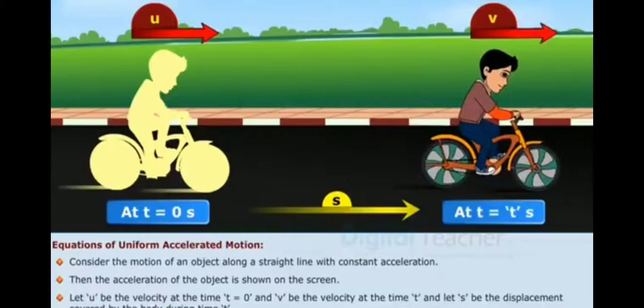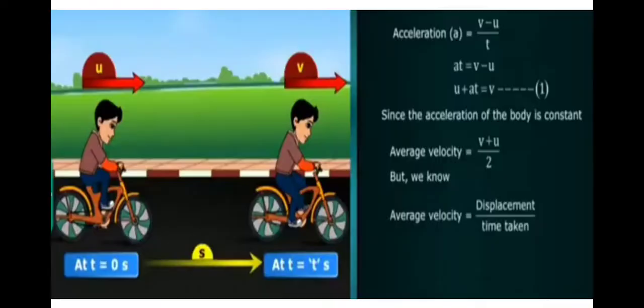Acceleration is equal to (v minus u) by t. Then a into t is equal to v minus u. That is, u plus at is equal to v. Consider it as equation 1.